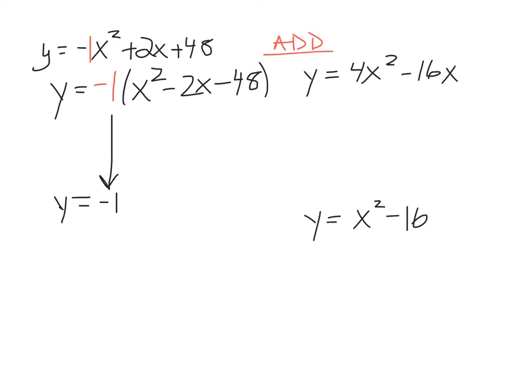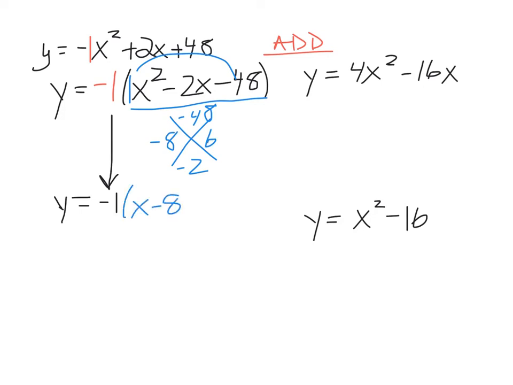Negative 1. Now I look inside my parentheses. I have that 1 still, so I can do the shortcut. 1 times negative 48, it's obviously negative 48. I like 46, so it looks like a 46. Negative 2, that's going to be negative 8 times 6. So x minus 8, x plus 6.